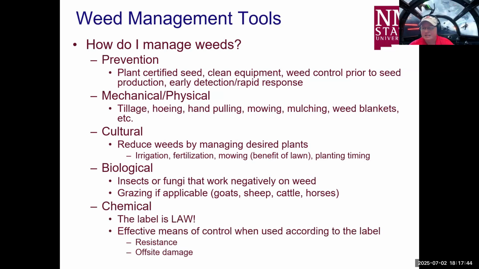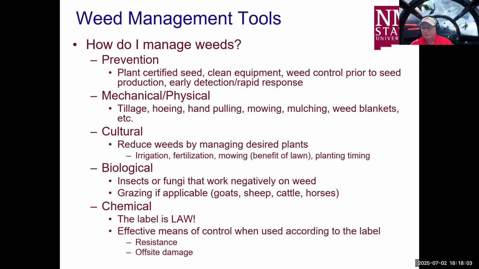The label is the law. That is not a euphemism. The label is a legally binding contract between you and the manufacturer that you are going to apply that chemical in the way that the directions tell you to. If you don't, and there's an accident or something is injured, it's the applicator's fault, right? It's a very effective means when used according to the label.